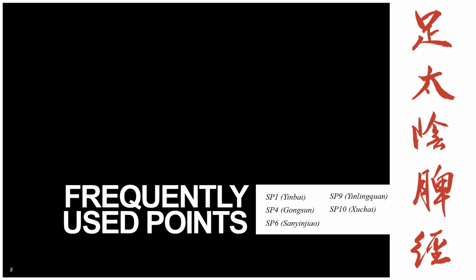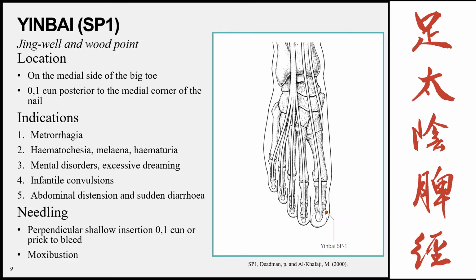And then the frequently used points on the spleen meridian. So these are spleen 1, Yinbai, spleen 4, Gongsun, spleen 6, Sanyinjiao, spleen 9, Yinlingquan, and spleen 10, Xuehai. So the first point on this meridian is Yinbai, spleen 1. This is a Jing-well and Wood point of the meridian, and it is located on the medial side of the big toe, 0.1 tsün posterior to the medial corner of the nail.